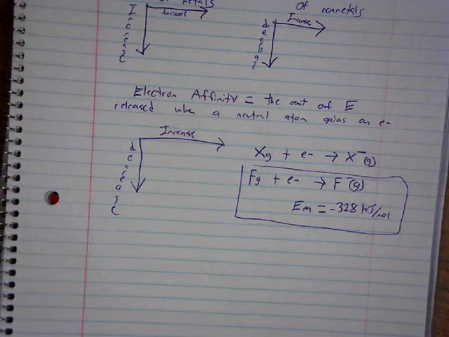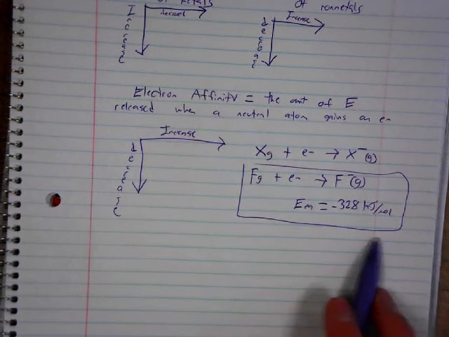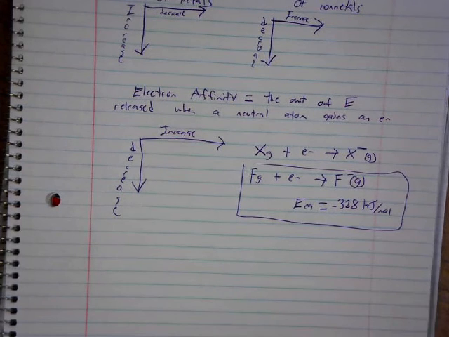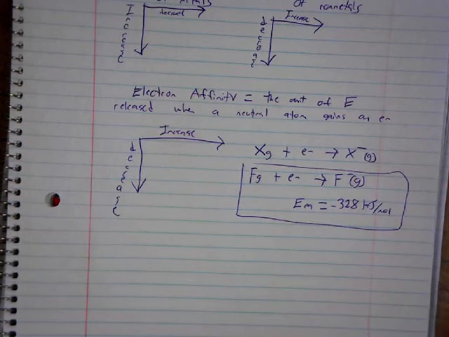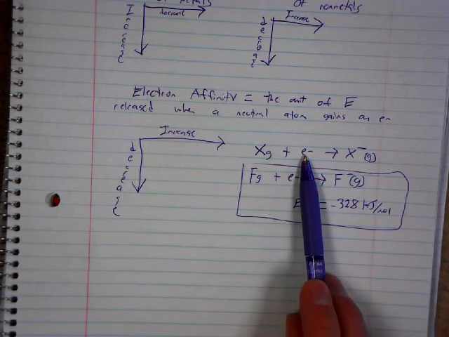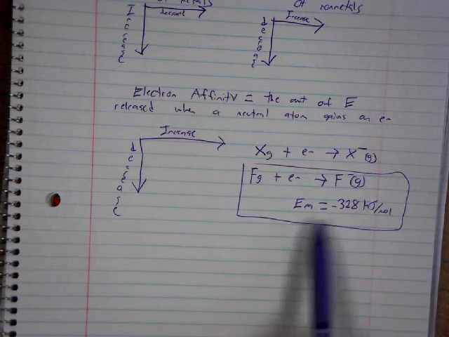What would you do with that? It would give you this number and ask, what if it gains 2 electrons? It just doubles it.